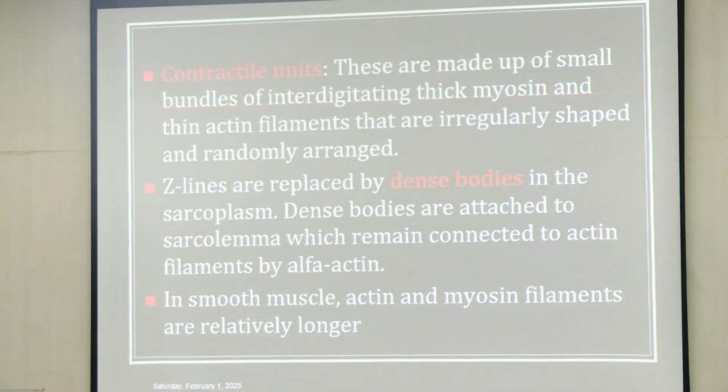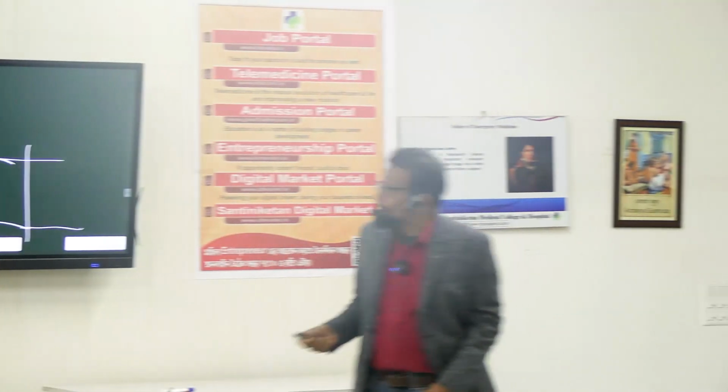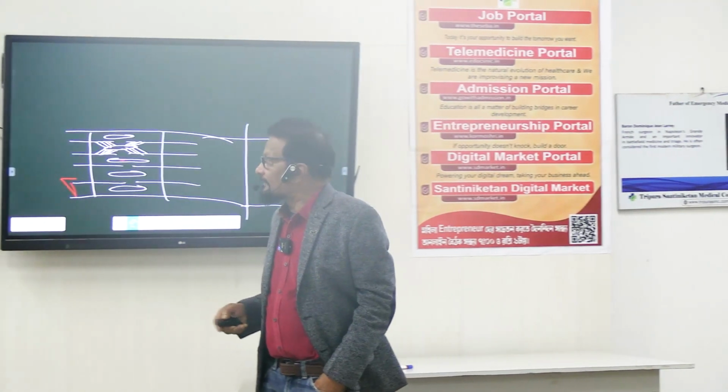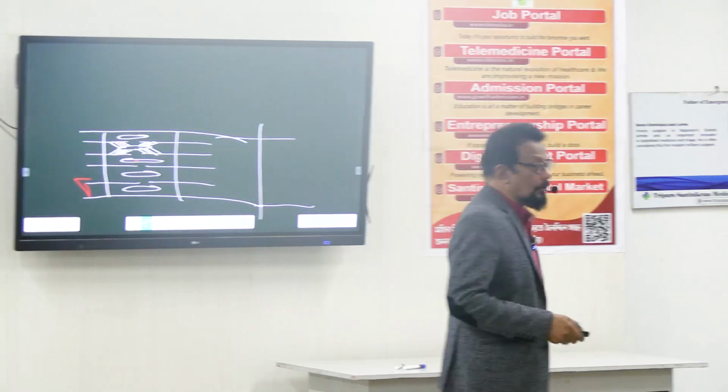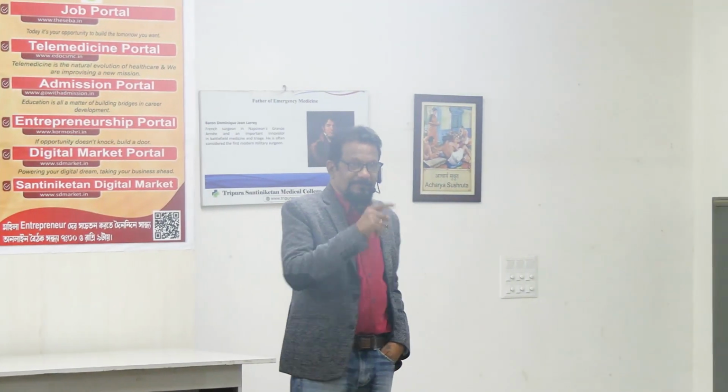These dense bodies remain attached to the actin with another tiny filament that is called alpha actinin. In smooth muscle, actin and myosin filaments are relatively longer. Relatively means in comparison to skeletal muscle.